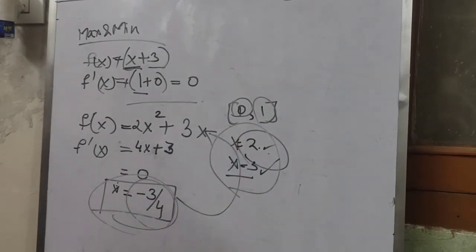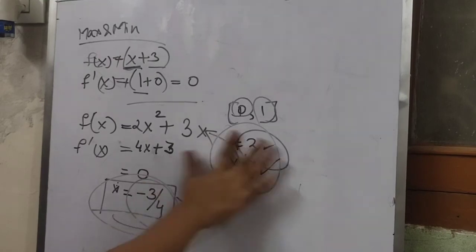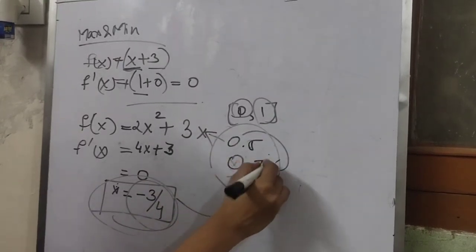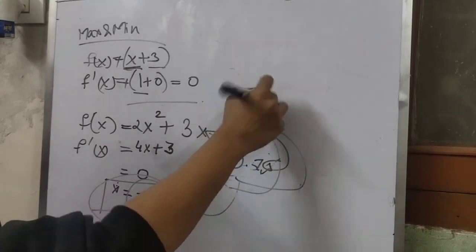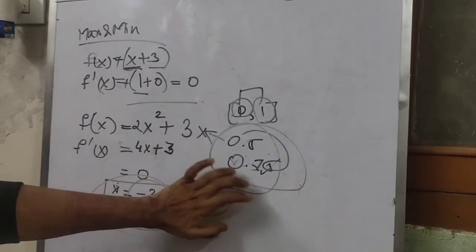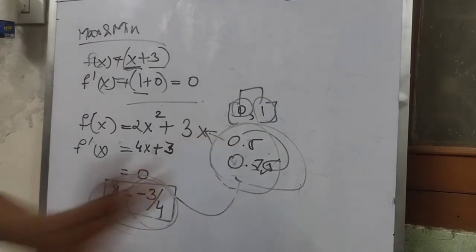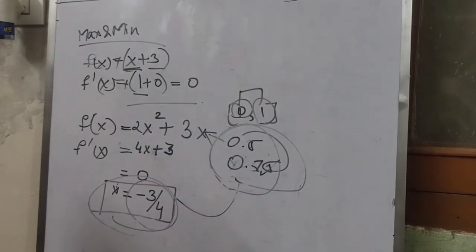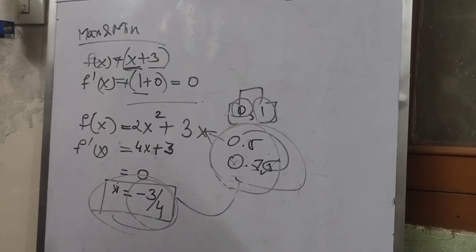But if I am receiving any values within the interval, that is 0.5 and 0.75, that are within these two intervals, I'll say them as local maximum and local minimum, not global maxima and global minima, because they are lying inside the interval. This is the main difference between global maxima and global minima. So that's all with maxima minima, local maxima minima.